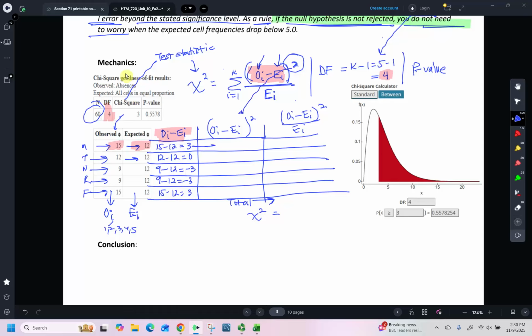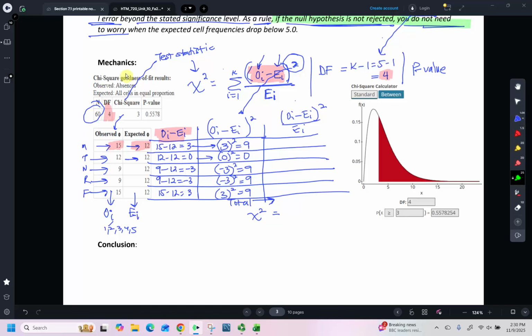So I'm going to push 3 forward and square it. I have 9. 0 squared, I have 0. Negative 3 squared, I have 9. Negative 3 squared, I have another 9. And then 3 squared, I have another 9.